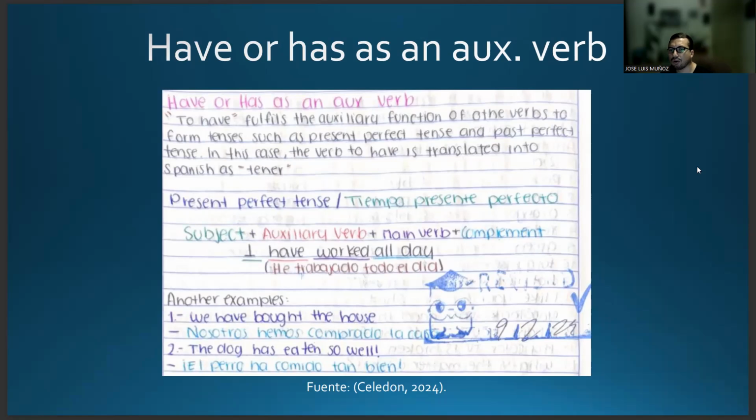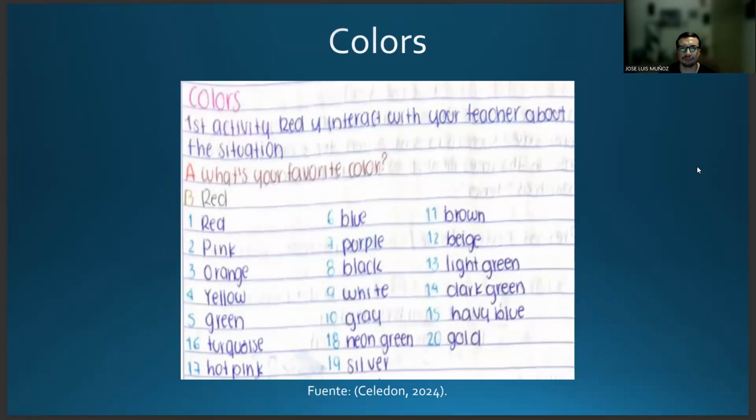Example, I have worked all day. He trabajado todo el día. Another examples, we have bought the house. Nosotros hemos comprado la casa. The dog has eaten so well. El perro ha comido tan bien.